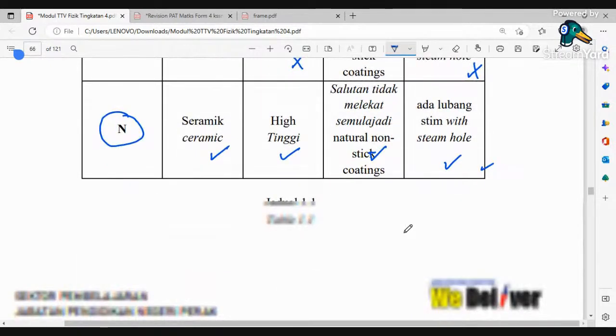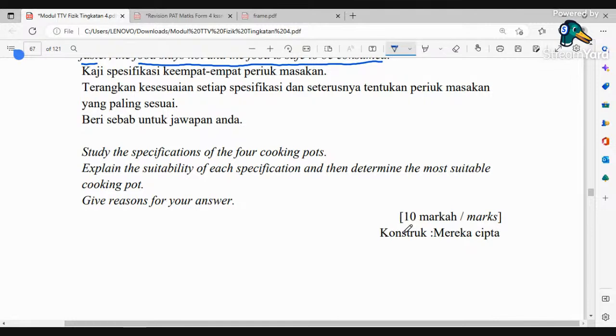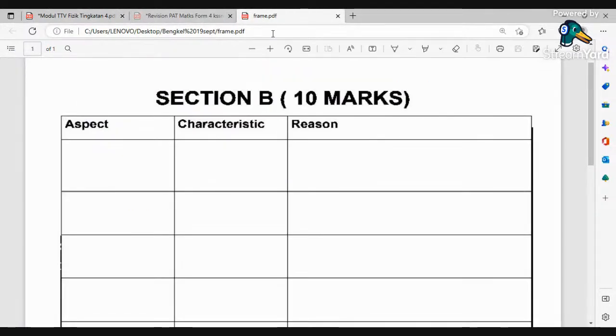Okay, for these 10 marks, the expect is already given earlier. So we just write it in. Okay, we write the answer in table form. Okay, the first expect.